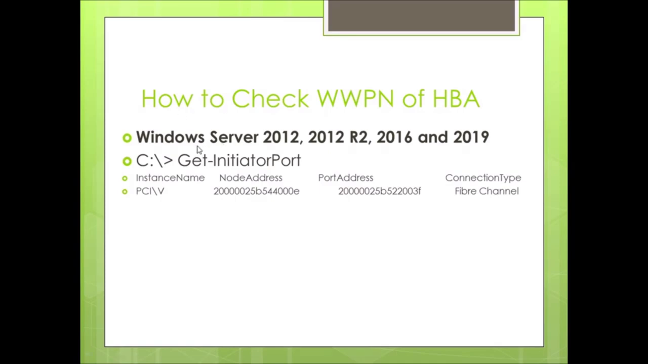So in Windows also, from the command line, you can get this output by using Get-InitiatorPort. Okay, and this way the output will be visible. You can see the node address is available and the port address is available.